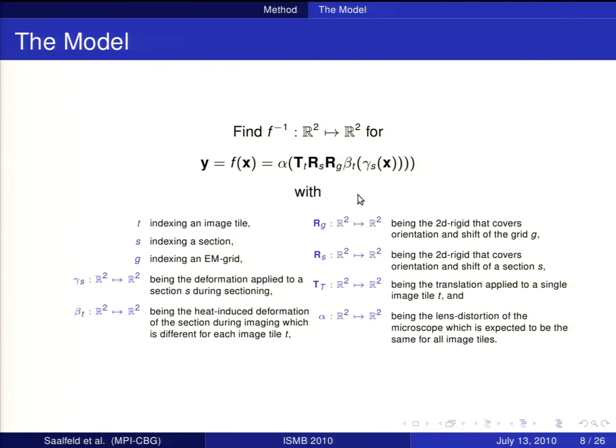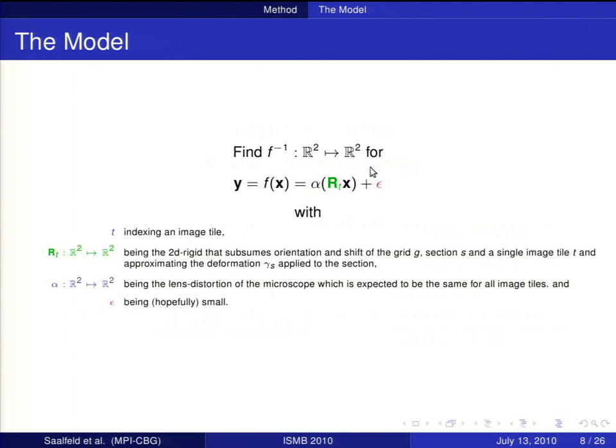To handle this, of course, we decide to simplify this a bit. We join the rigid components into one rigid component, and also try to approximate this transformation that applies to the section by allowing a rigid individual transformation for each single image tile. So all single images can rotate and not just translate and shift and stretch a bit and so on.